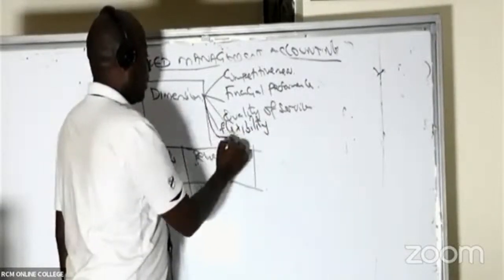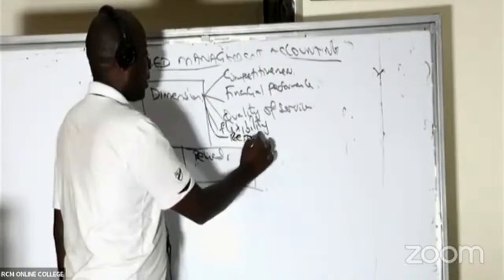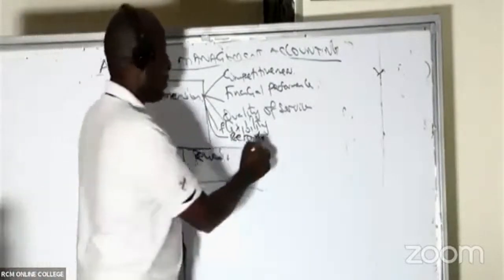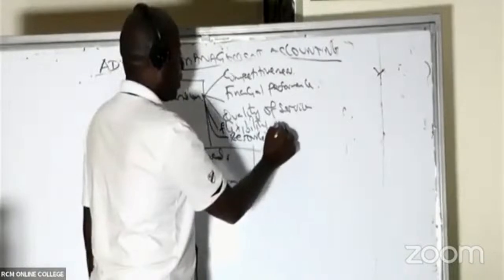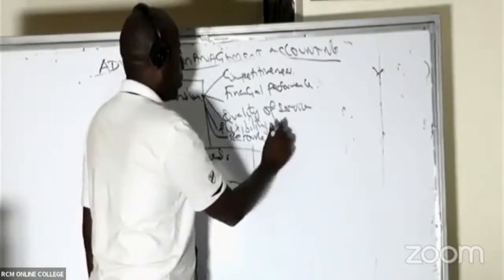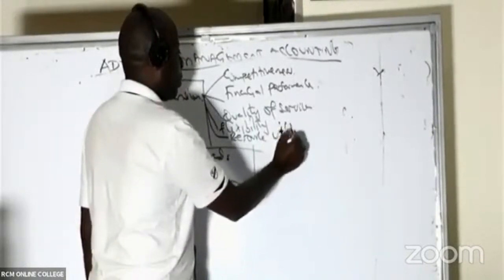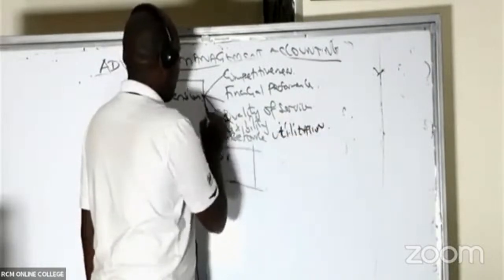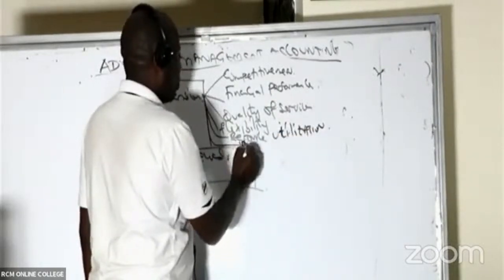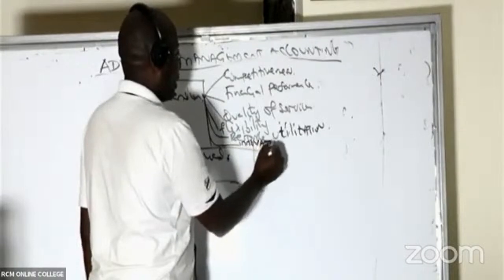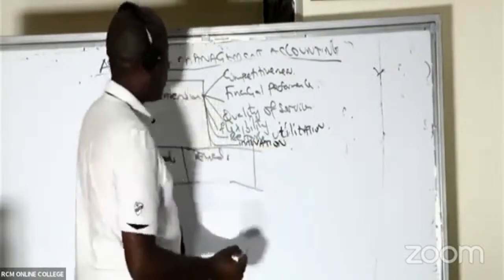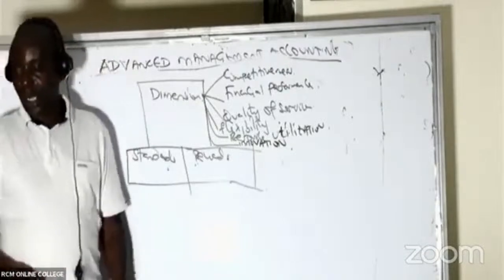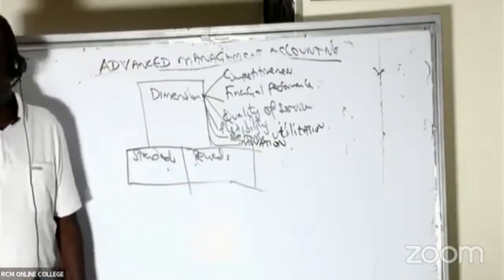Then we have, ladies and gentlemen, resource utilization. Resource utilization is another dimension. And then the last dimension is innovation. Please write those things first of all. Write them down. Once you finish, allow me to know that you have finished.